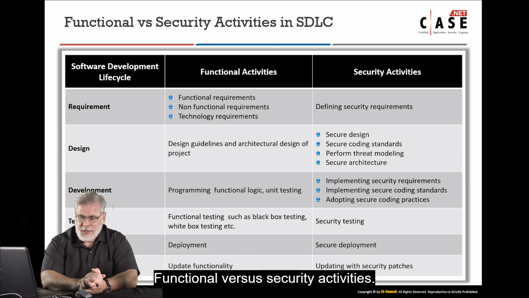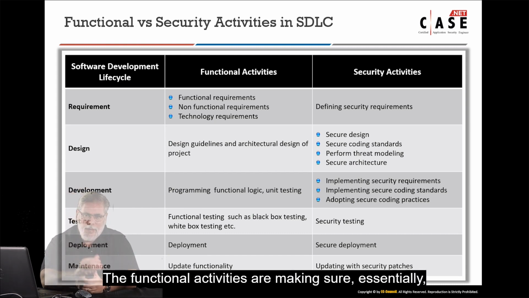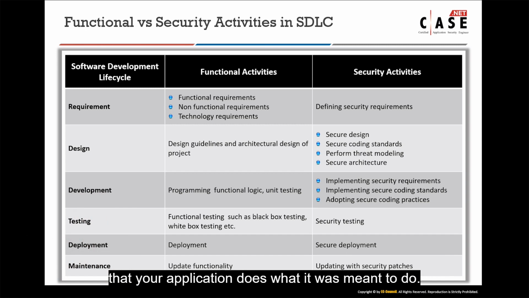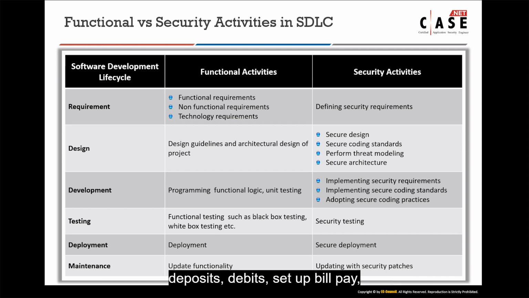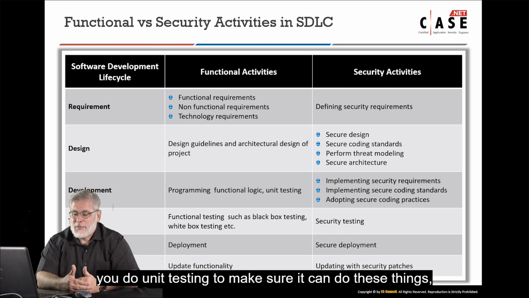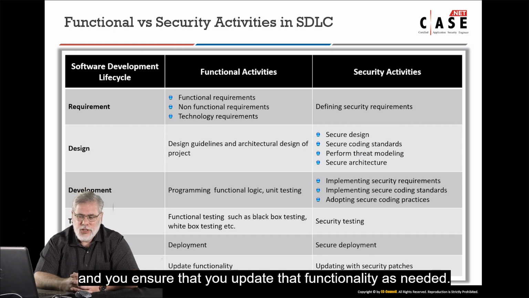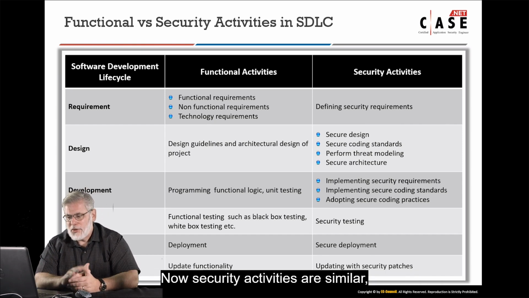Functional versus security activities. The functional activities are making sure, essentially, that your application does what it was meant to do. If it's a banking application, can it process payments, deposits, debits, set up bill pay, things of that nature, wire transfers? This comes down to your functional logic. You do unit testing to make sure it can do these things, and you ensure that you update that functionality as needed.